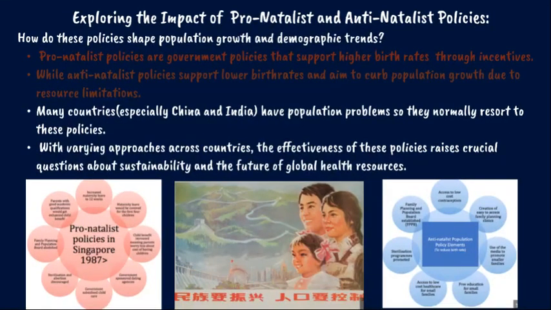Exploring the impact of pronatalist and antinatalist policies. How do these policies shape population growth and demographic trends? Pronatalist policies are government policies that support higher birth rates through incentives, while antinatalist policies support lower birth rates and aim to curb population growth due to limited resources. Many countries, especially China and India, have population problems, so they normally resort to these policies. With varying approaches across countries, the effectiveness of these policies raises crucial questions about sustainability and the future of global health resources.